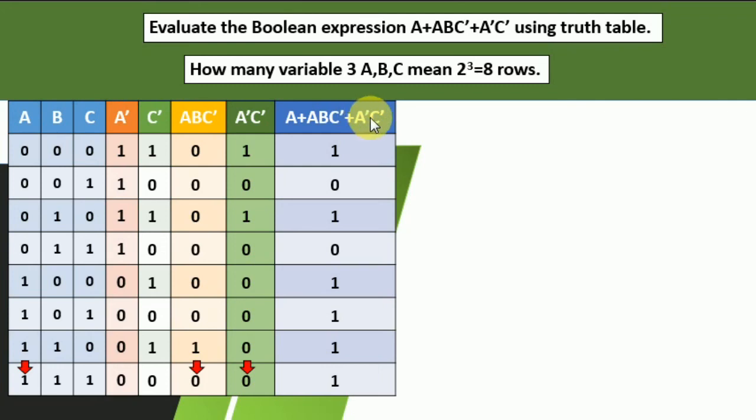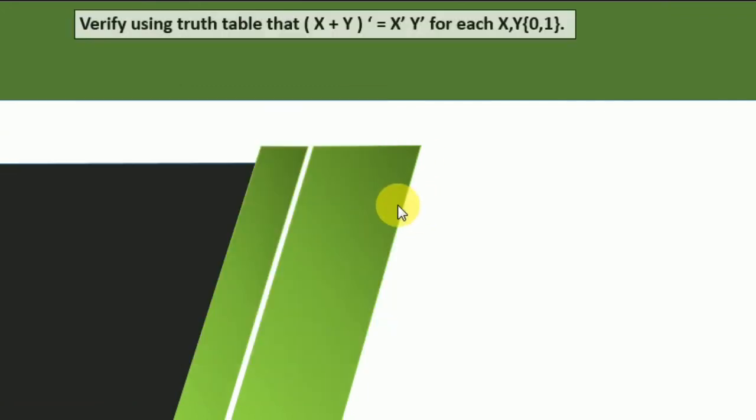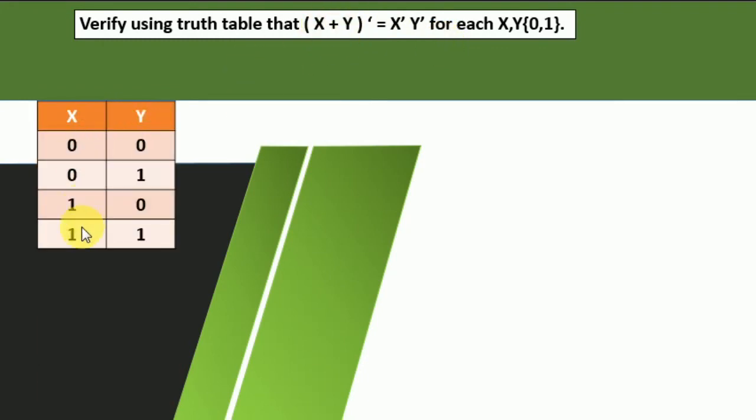C complement. We solve one more question, and this is to verify using the truth table that x plus y whole complement is equal to x complement y complement. You have to prove that LHS is equal to RHS, that is, left side is equal to right side. So how many variables? 2 variables. That means how many rows? 4 rows. X and y. 0 0 1 1 0 1 0 1.